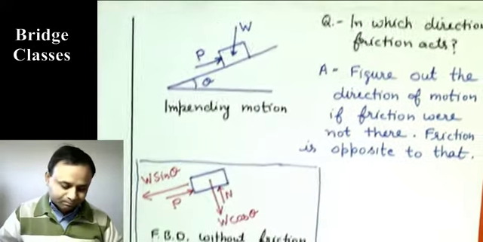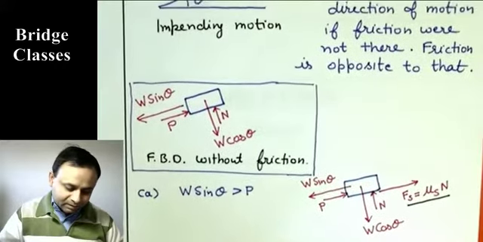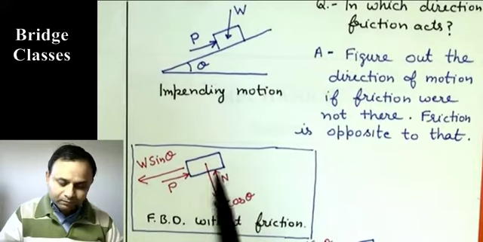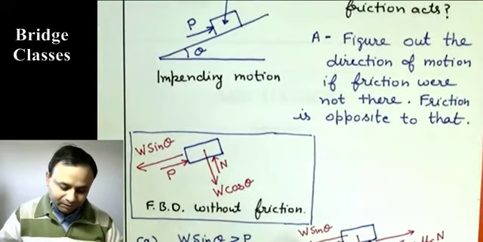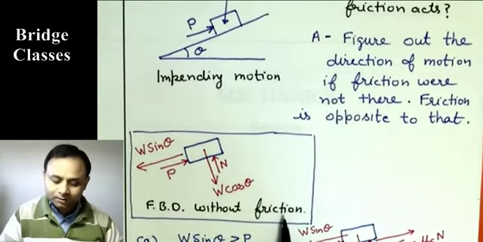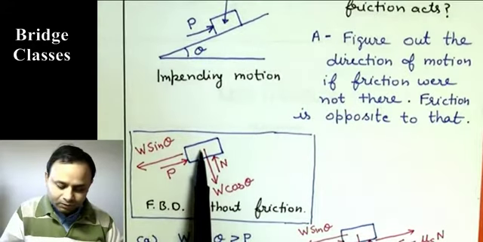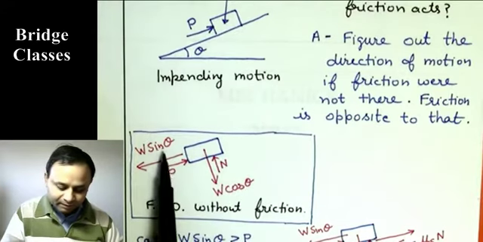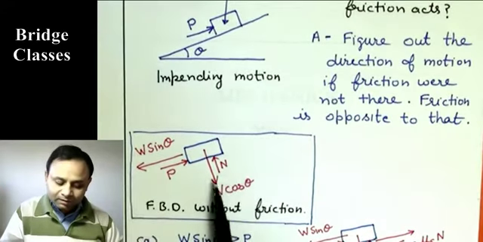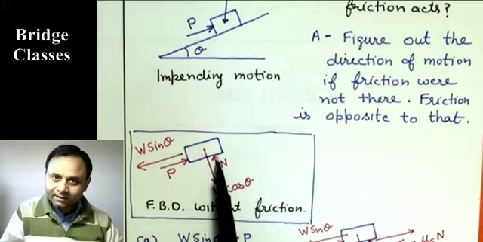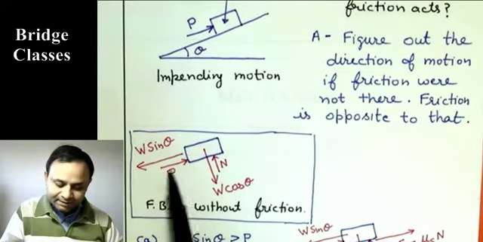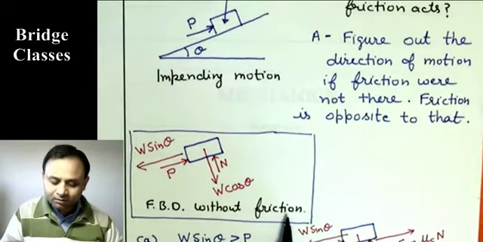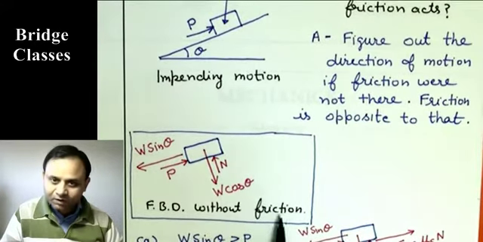Now this is the free body diagram of the same body but without friction. I have resolved its weight into two components, W cos theta and W sin theta. The normal reaction from the surface is N, and the external applied force is P. So this is the free body diagram without friction.